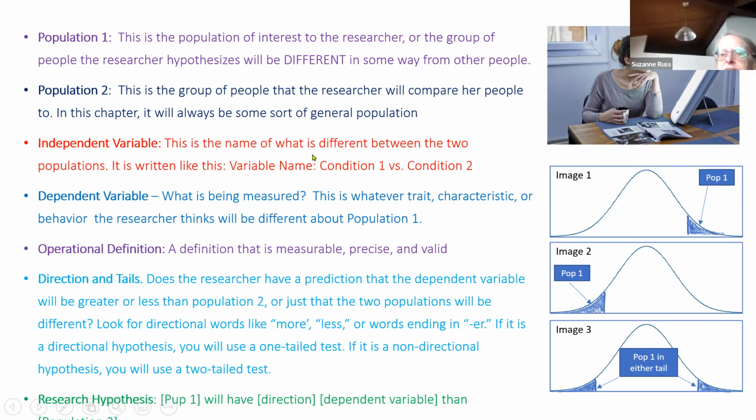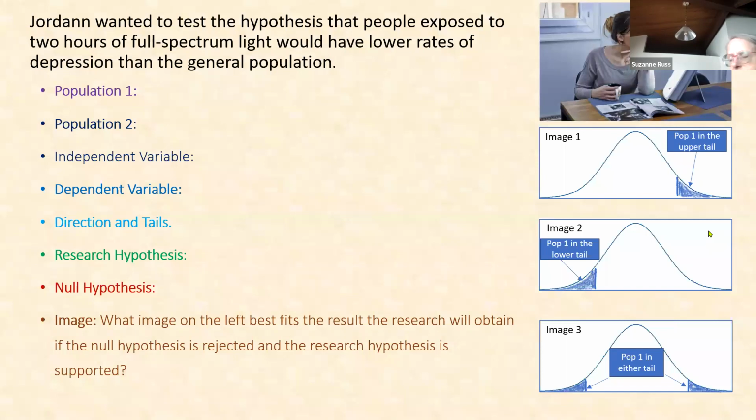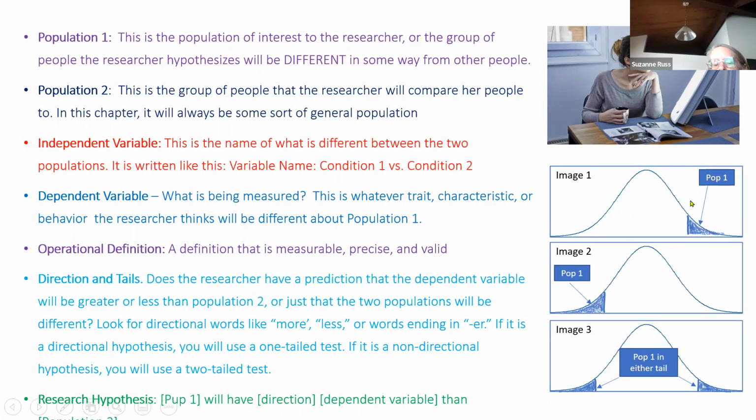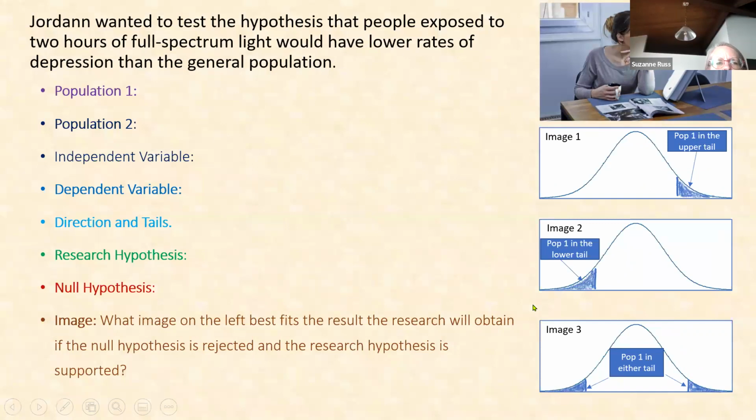You can see in the images on the right side of the screen that we're always looking to see if a particular value is different from the population. So is population one, the population we're interested in, higher than the normal population? Is it lower than the normal population? Is it rare that way? Are we not sure whether it's higher or lower? This is the kind of thing we're looking at. So let's go through some examples, and this will all make a lot more sense.